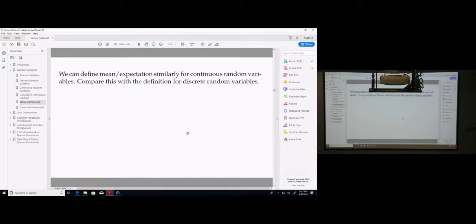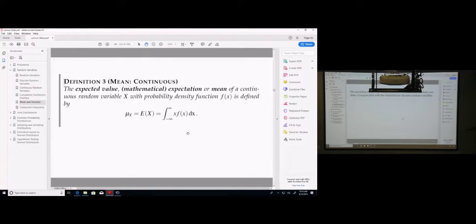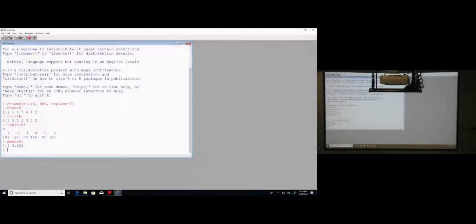So we can define the mean, or expectation, for a continuous random variable in a similar way. In the discrete case, we use a summation sign. And now in the continuous case, we replace the summation sign by the integral. So this is how it is defined. So I guess if you keep this in mind, how we calculate the mean is the same here.